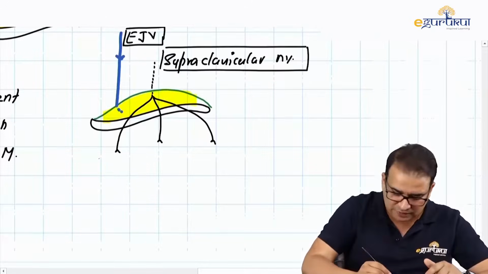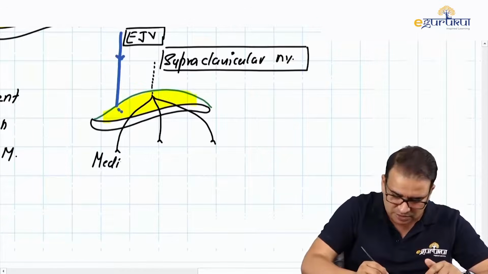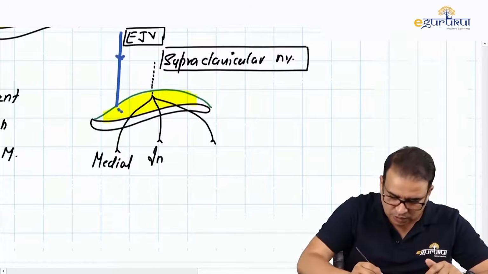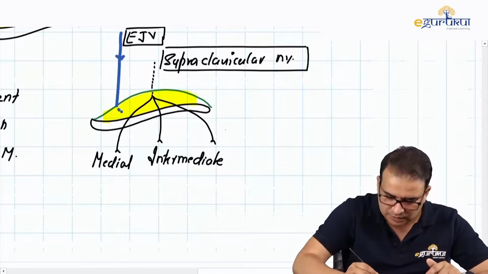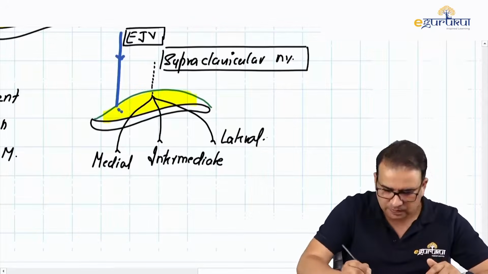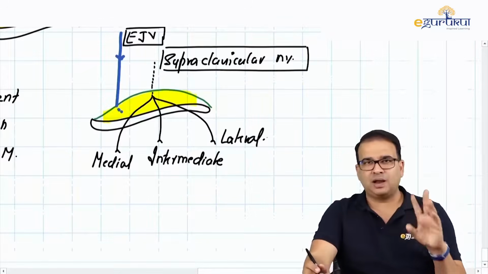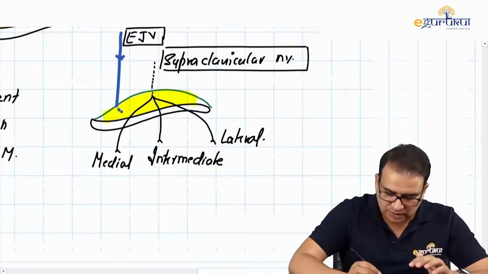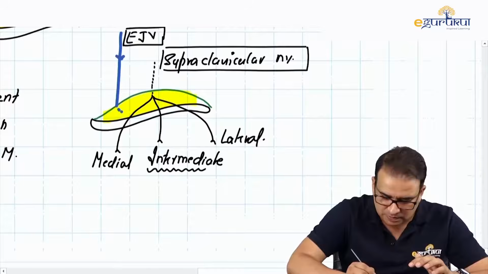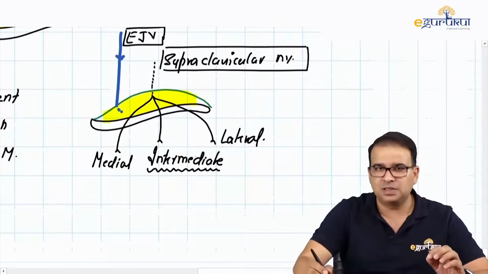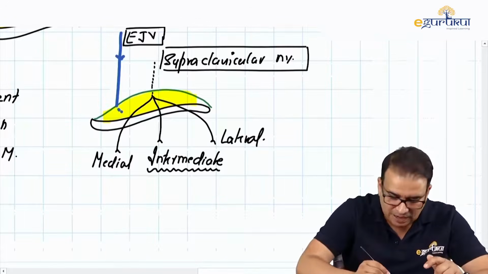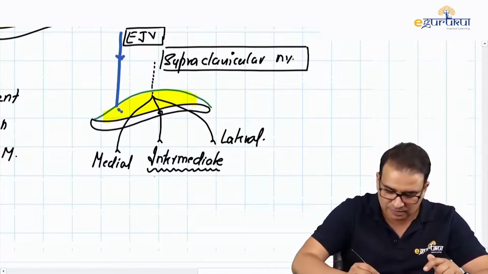We have three branches for the supraclavicular nerve. One is the medial branch. We have this intermediate branch. And this, of course, is the lateral branch. And out of these three branches, two are a potential question. Which two? First, the intermediate branch. Now, the thing about the intermediate branch is that it can be seen piercing the clavicle.